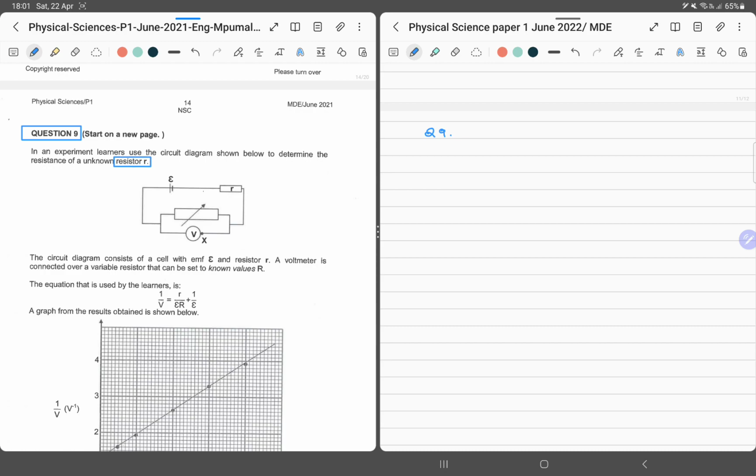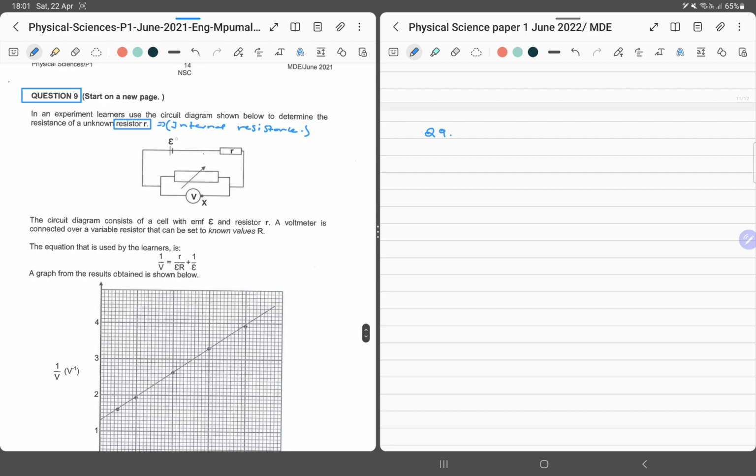Normally, resistor R is the internal resistance, isn't it? So this is internal resistance, but you can put it inside parentheses because you're not too sure, because this might be a resistor in the external circuit. But let's find out what is going on here.